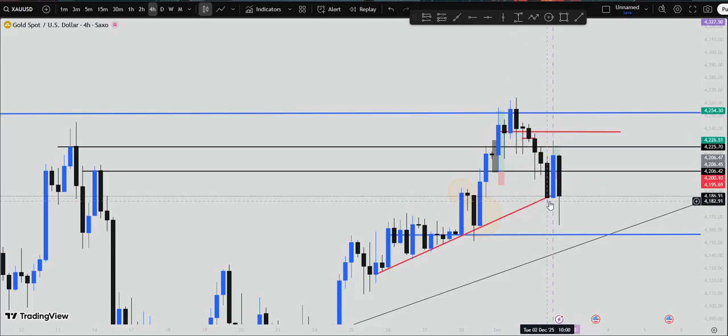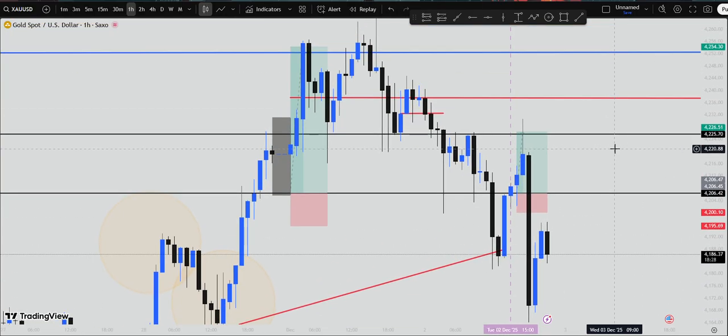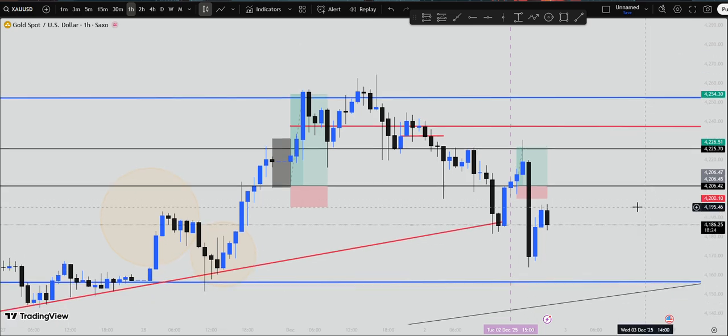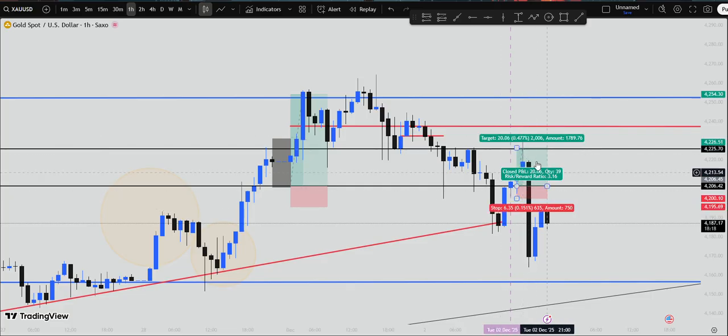But here, since the market was retesting my trend line, I had to get a quick buy and move out of the market, and that's what happened. Immediately we moved out of the market. The market sold to the downside, but the price action for the sell wasn't yet clear, and I had to get this buy here.